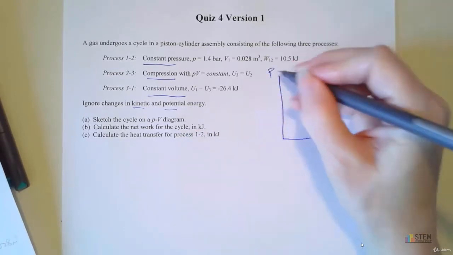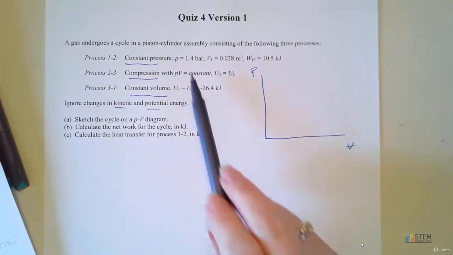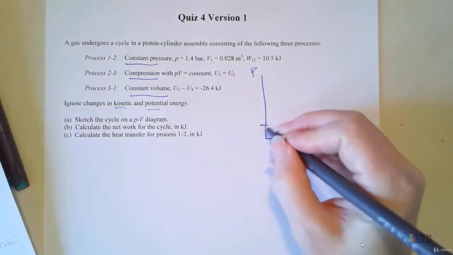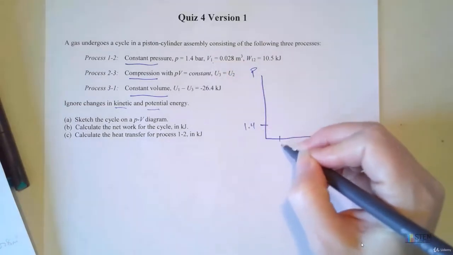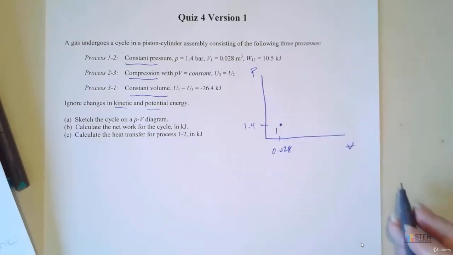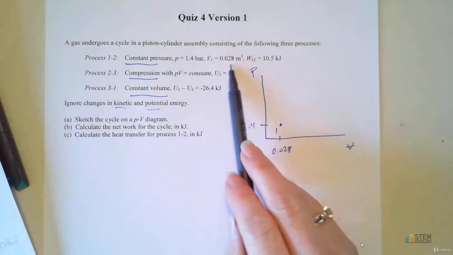So there's V, there's P. Now we know the pressure and the volume at state 1, so let's put those values on here. We've got 1.4 and then our volume is 0.028. So there's state 1. Now state 2, if you look between here and here, we don't have anything about volume.